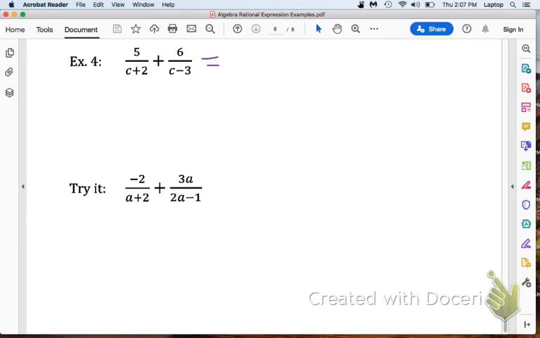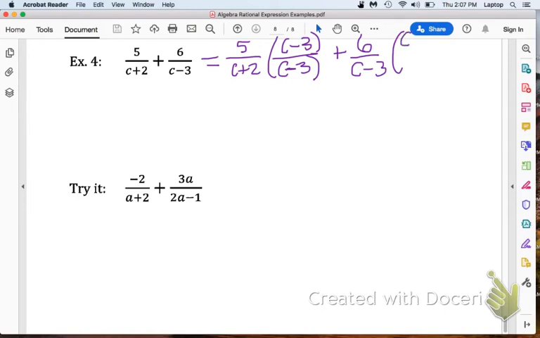Therefore, to get that common denominator, because now they're expressions more than monomials, we would take the first one, 5 over c plus 2, and we're going to multiply times c minus 3 over c minus 3. Okay, that's going to be plus, and then to get the c plus 2 as a part of the denominator in the second ratio or fraction, we'll take 6 over our c minus 3, and we'll multiply the whole thing times the expression c plus 2.